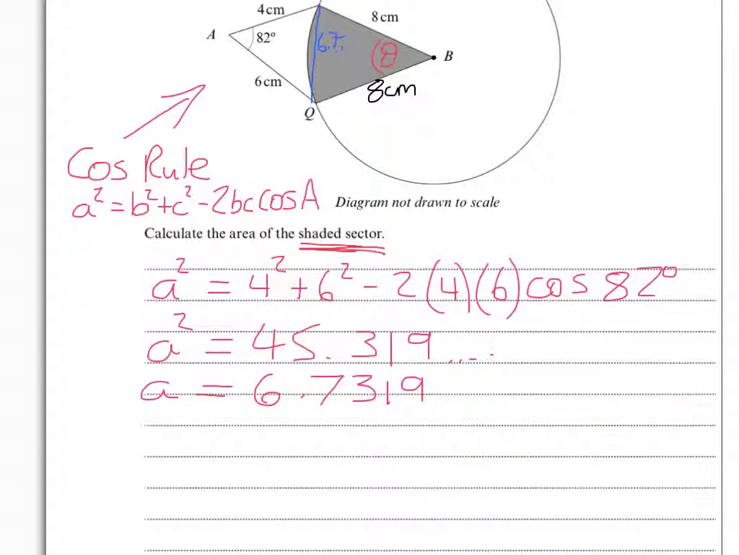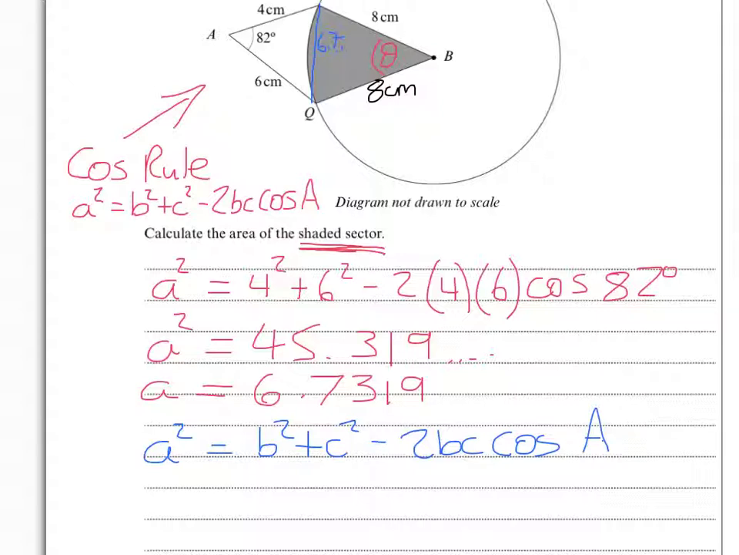So I'm going to write it in the same way. I'm going to write a squared equals b squared plus c squared minus 2bc cos of A. So I want to find out what my angle is, and the letter that needs to be opposite that is my A. So I've got my capital A and my little a.